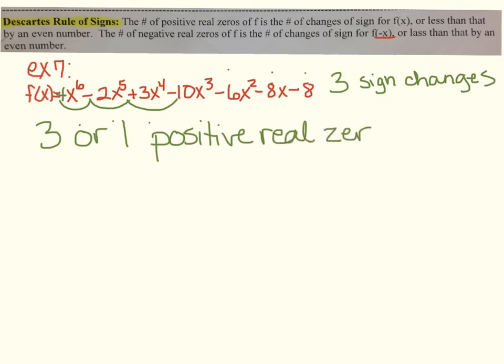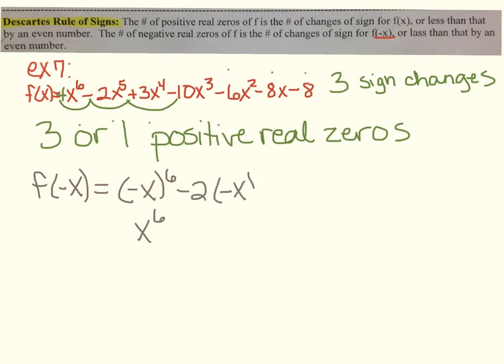That means it crosses the x-axis on the positive side either 3 times or 1 time. For sure. Now we're going to figure out how many times it crosses on the negative side. What we have to do is take the function and evaluate it at negative x. So if I took negative x and raised it to the 6th power, it would still be x to the 6th. Then, minus 2 times negative x to the 5th.